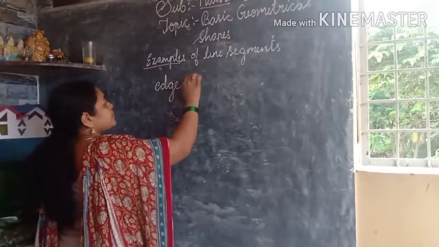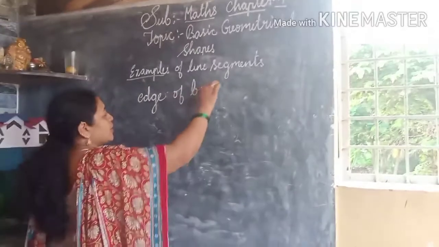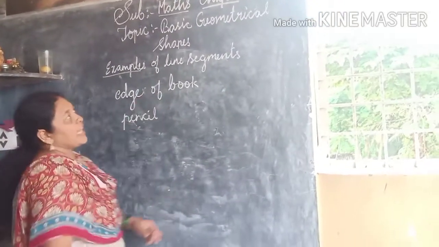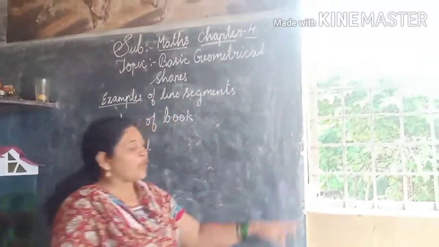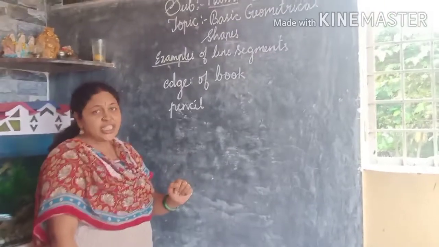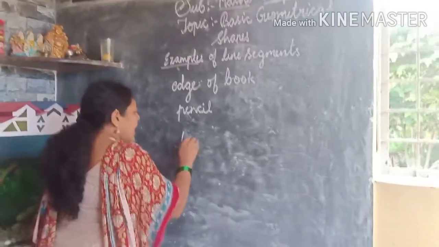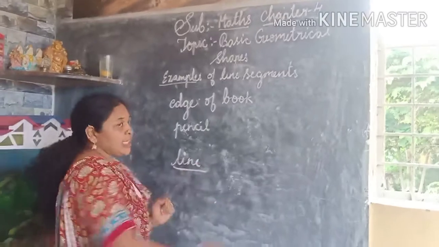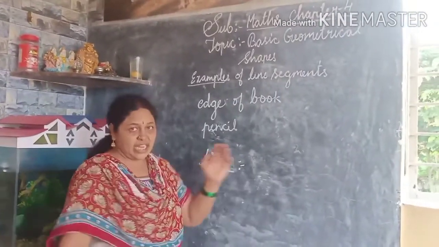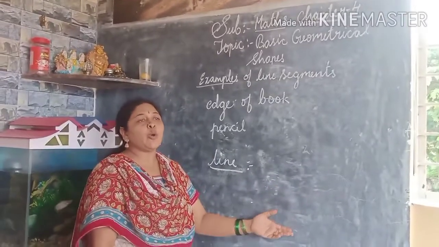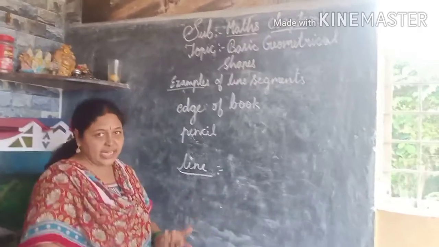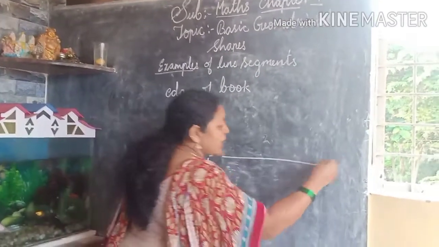So these are examples of the line segment: edge of a book, pencil, or even the edge of the blackboard. Are we clear, children? Then we will see what is a line. What is a line? If you connect line segments, a group of line segments can become a line. So I need not explain about a line at all. Right? This is a line.